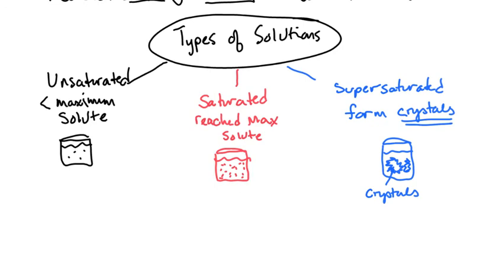So in the analogy of a restaurant, an unsaturated solution is a restaurant that still has some tables available. Saturated, it's reached its maximum capacity. We're now on a wait list. The restaurant cannot hold anymore. And a supersaturated is when some people are actually kicked out of the restaurant because the restaurant just cannot hold any more people. Being kicked out of the restaurant represents the crystallization or the precipitation of this solute coming out of solution.